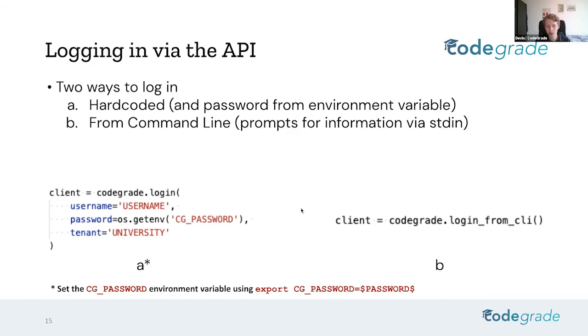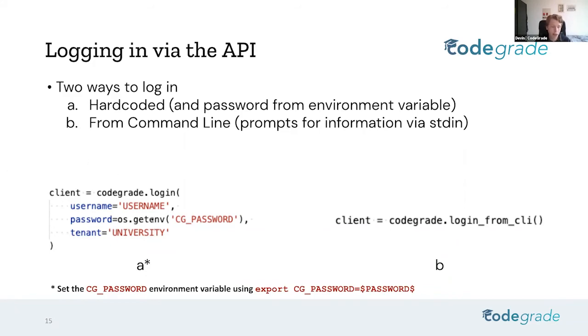The other option right here is easier if you want your code to be used by other people as well, as this will just show you all the prompts in the command line where you will be prompted to give up your tenant, your username, and your password.